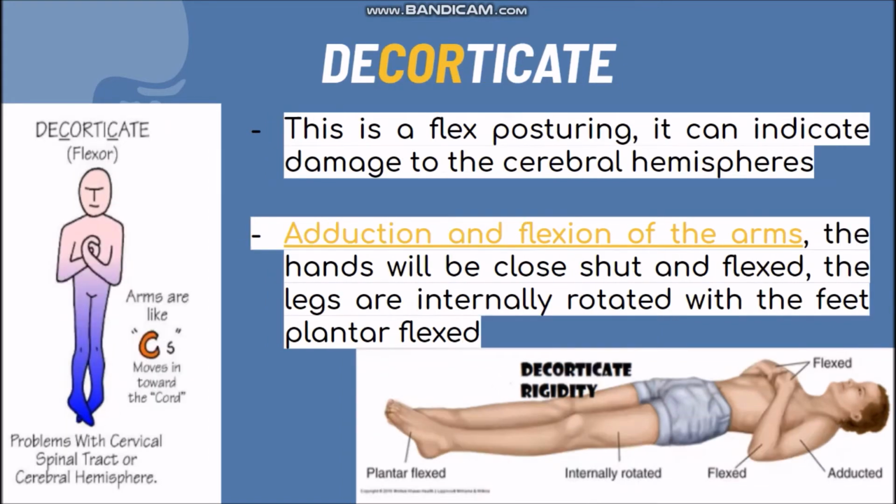Next is decorticate. This is a flexed positioning and it can indicate damage to the cerebral hemisphere. The client would have his arms adducted and flexed. The hands will be closed shut and flexed. The legs are internally rotated and the feet are in plantar flexion. To easily remember decorticate, think of the word core, so pay attention to the arms. Core, meaning the patient will bring their arms to the core or the middle of their body.